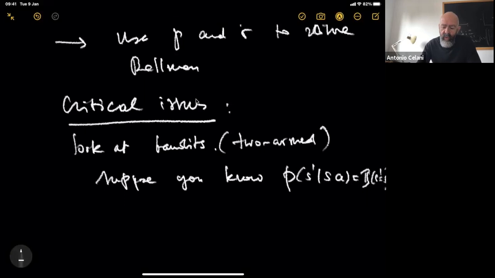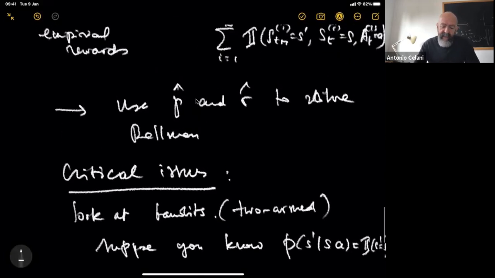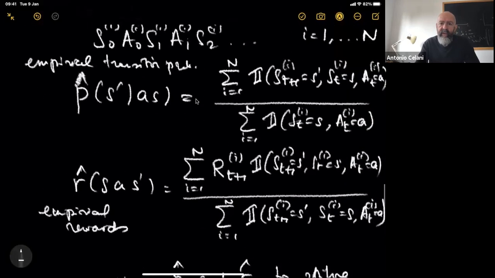Okay, so what would this plan amount to be doing? Like I said, we don't need to construct a model for the transition probabilities because we know them, but we have to construct a model for the empirical rewards. But what are the empirical rewards here? The states don't change, so you don't care. The only thing that matters here is what actions you are taking.